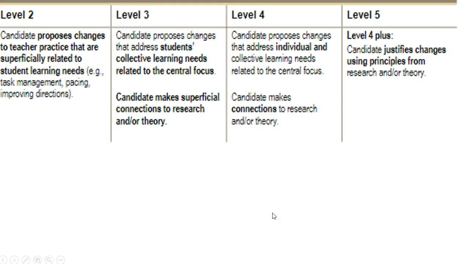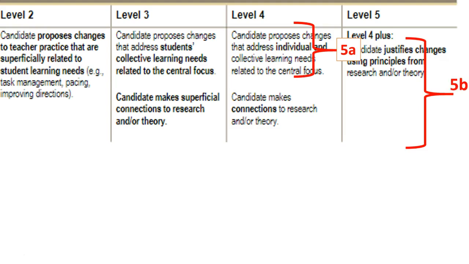Let's take a look at the rubric. So this rubric, I've not shown you level 1 because none of us are going to do level 1, are we? Going to do level 2, 3, 4, and 5. So first of all, to get a level 4, and a level 3, this top part up here is important to look at. Candidates proposed changes that address students' collective learning needs. That's what you wrote in 5A and 5B. And a candidate proposes changes that address individual collective needs. That was in the second paragraph of 5A.